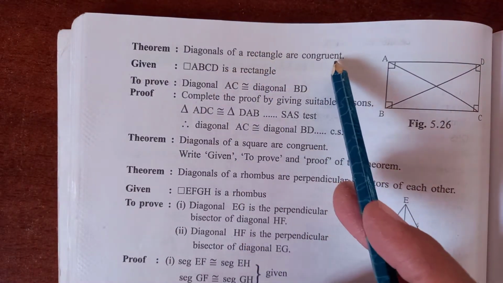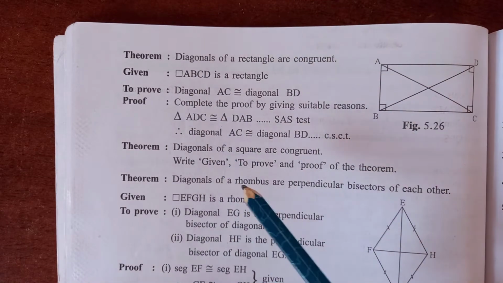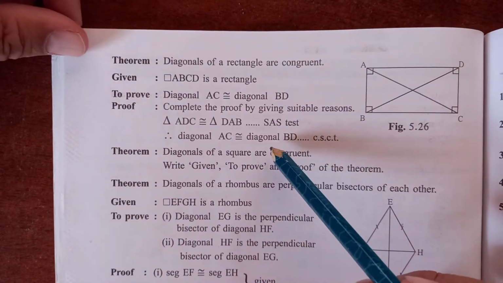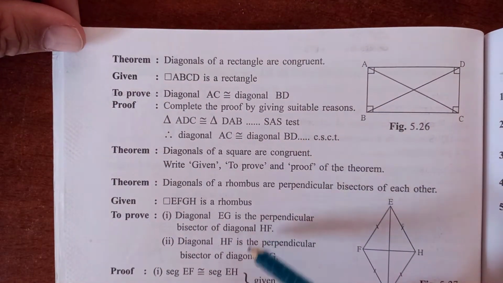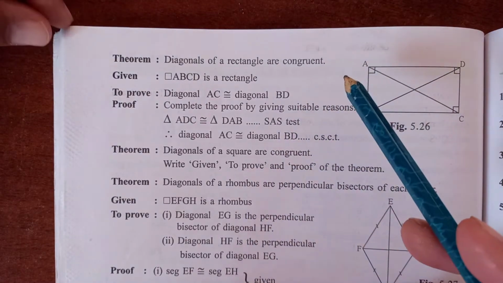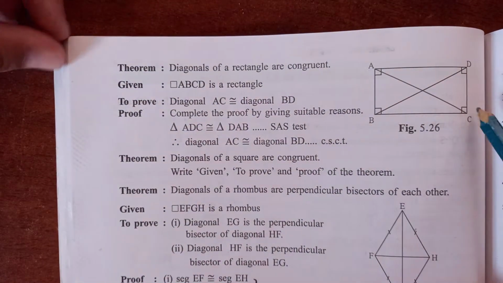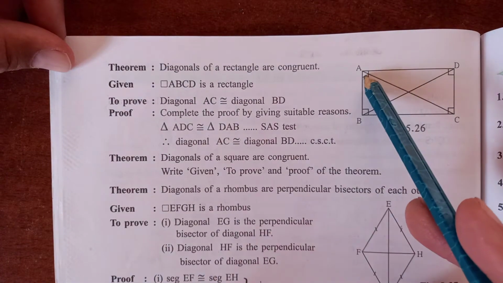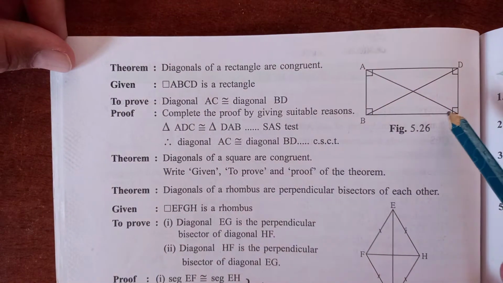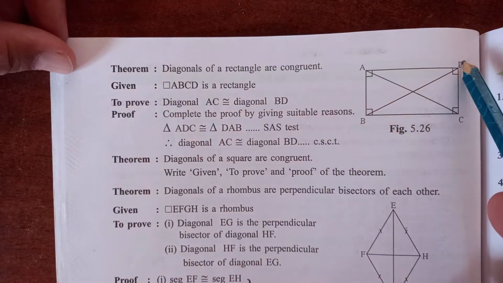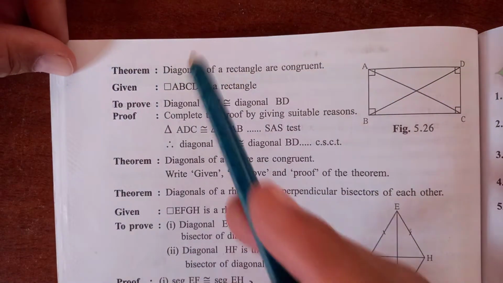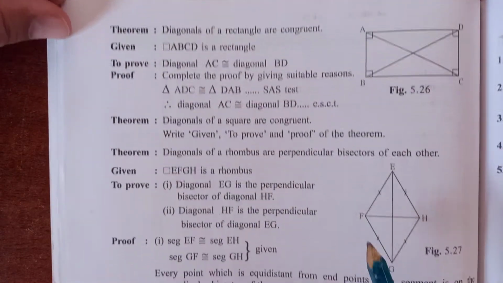Diagonals of a rectangle are congruent. This theorem is there, and the proof is very simple. They explain it, you just read it. Here you only have to write the properties. This is quadrilateral ABCD, a rectangle. We know rectangle means all angles are right angles. Diagonals AC and BD are congruent. This is the first property of the rectangle.